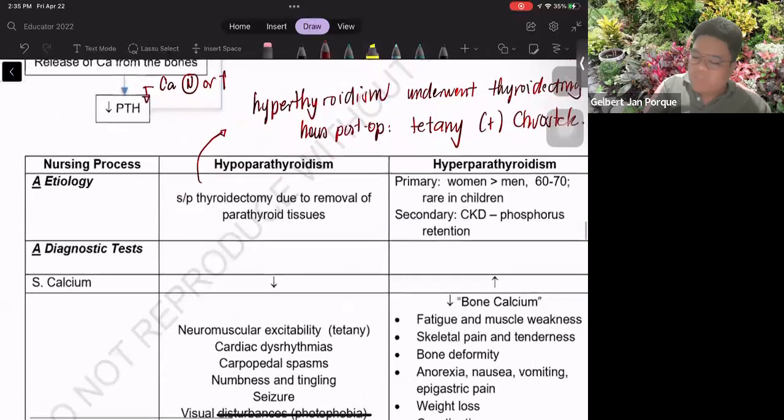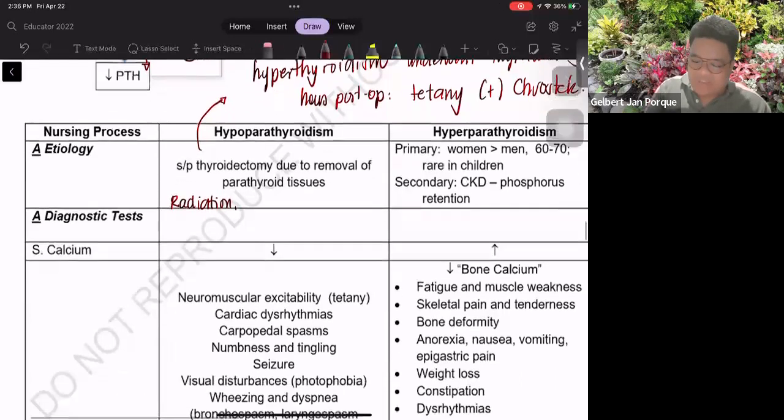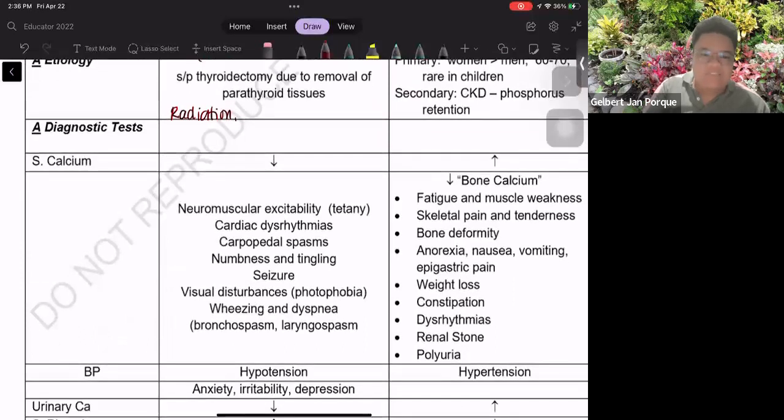Well, there are a lot of other causes of hypoparathyroidism. It could be because of radiation therapy to the thyroid, or surgical removal. But the most common is after thyroidectomy. As mentioned, class, serum calcium would be decreased. Since calcium is decreased, there is neuromuscular excitability. So, class, you have your tetany.